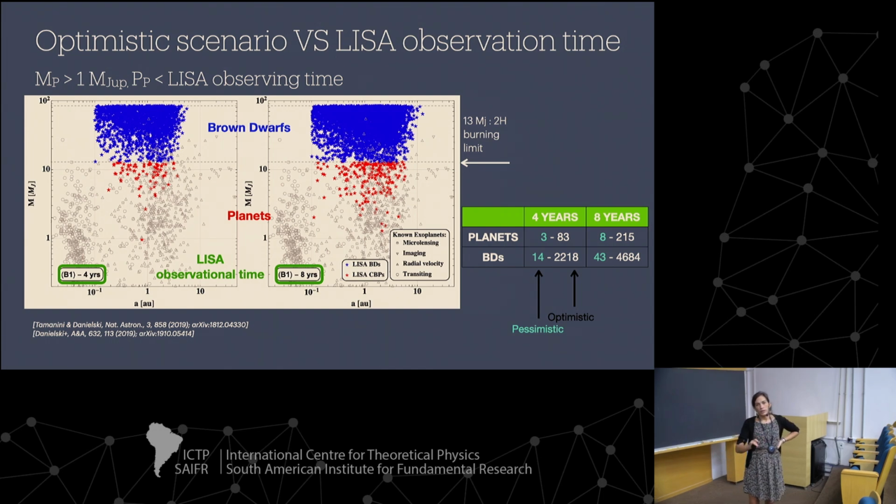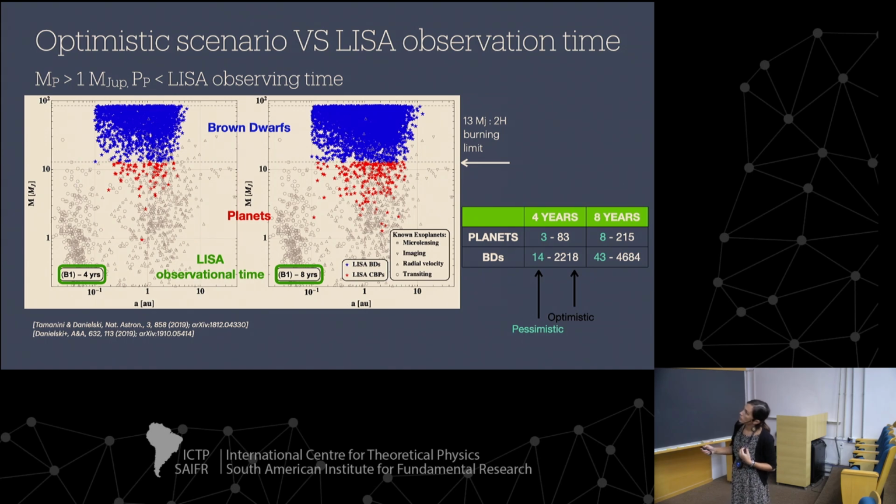Brown dwarfs are defined as those objects that are not planets, so above the deuterium burning limit, which is 13 Jupiter masses, and below the stellar mass, okay? Those are the brown dwarfs. Below, in mass, we are talking about planets.